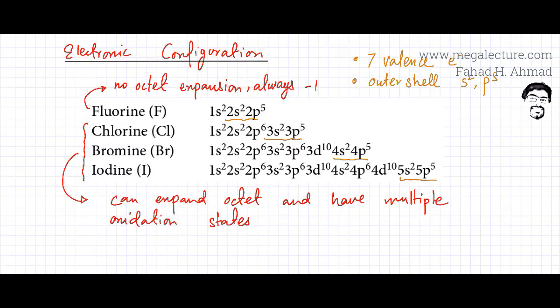The thing that's important is oxidation states. That's based on the electronic configuration. Fluorine cannot expand its octet, and its oxidation state is always -1, whereas chlorine, bromine, and iodine can expand their octets, and they have multiple oxidation states. So let me explain this in slightly more detail.